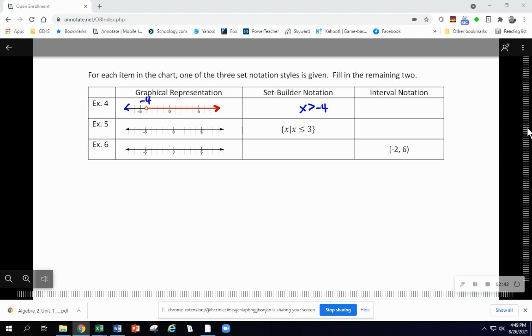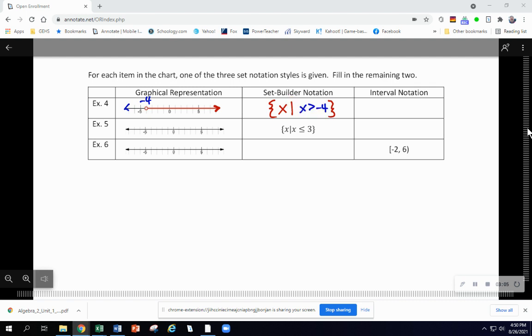Open circle will leave it as just greater than instead of the greater than or equal to. And then to finish this set builder notation off, you tell me the name of the variable and you put set bars around it with that vertical line. And this is read the set of all x's such that x's are greater than -4.